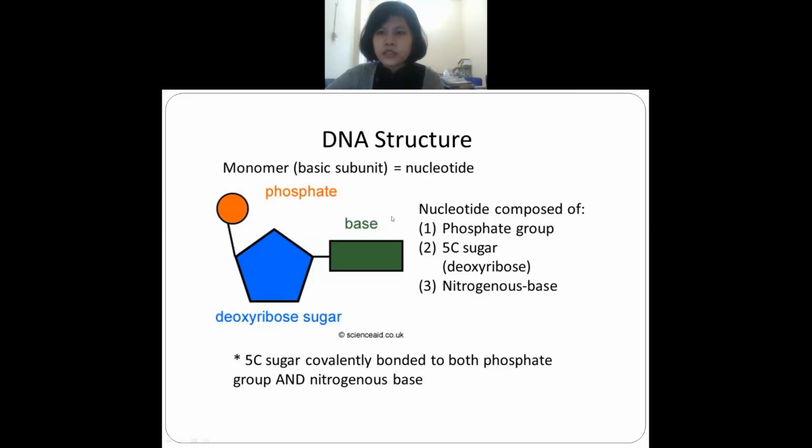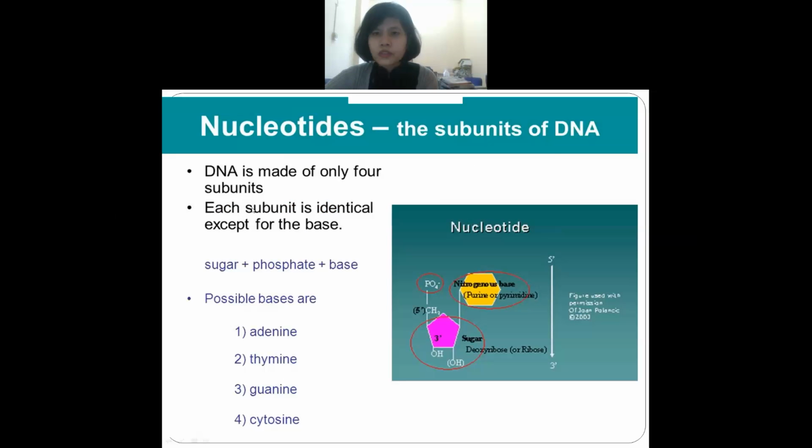So in this nucleotide, what will you find? You will find the phosphate group, the 5-carbon sugar, which is known as deoxyribose, and you will find a nitrogenous base. So this is the same thing that I have already discussed. The DNA has subunits, and they have what? Sugar, phosphate, and base. Understand? And they have some bases: adenine, thymine, guanine, cytosine. So these are the 4 bases which you will find in the DNA.